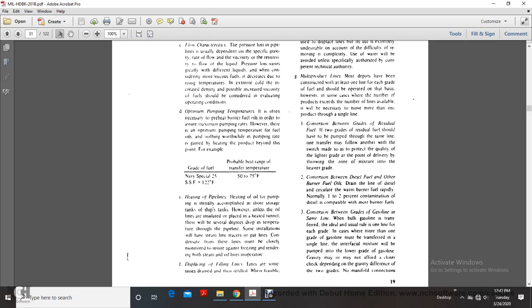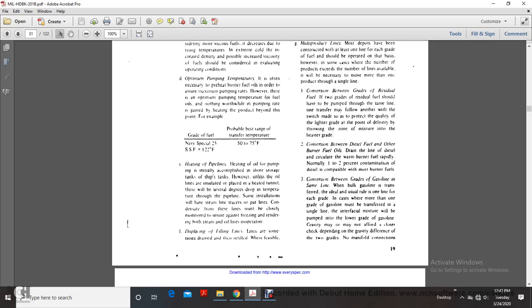Two grades of the residual fuel should be pumped through the same line, with one transfer flowing into another, with the switch made with the quality of the lighter grade at the point of delivery, throwing the zone of the mixture into the heavier grade. Second, the conversion of diesel fuel and other burner fuel oil: drain the line of the diesel and circulate with the warmer burner fuel rapidly. Normally 1 to 2% contamination of the diesel is compatible with most burner fuels. Conversion between grades of gasoline in the same line with the bulk gasoline transfer: the ideal usual rule is one line for each of the grades.